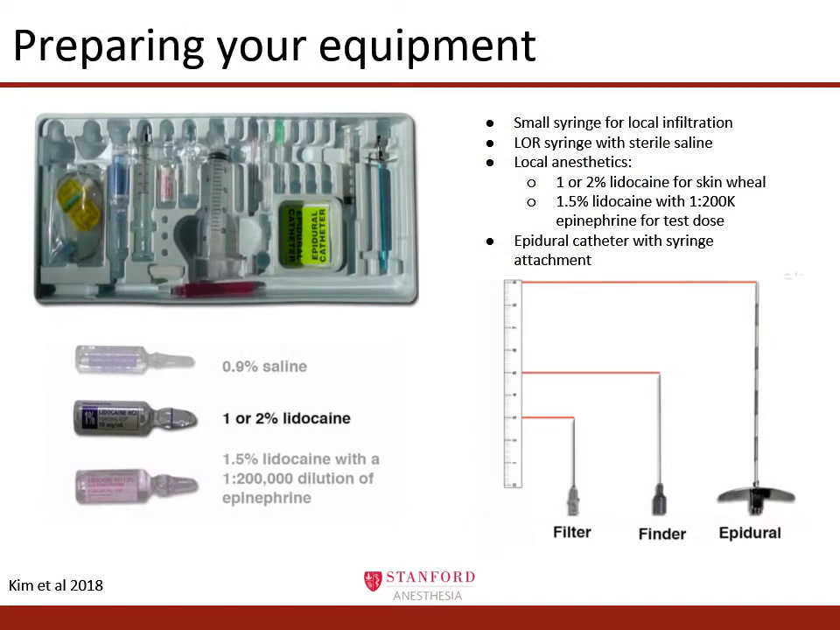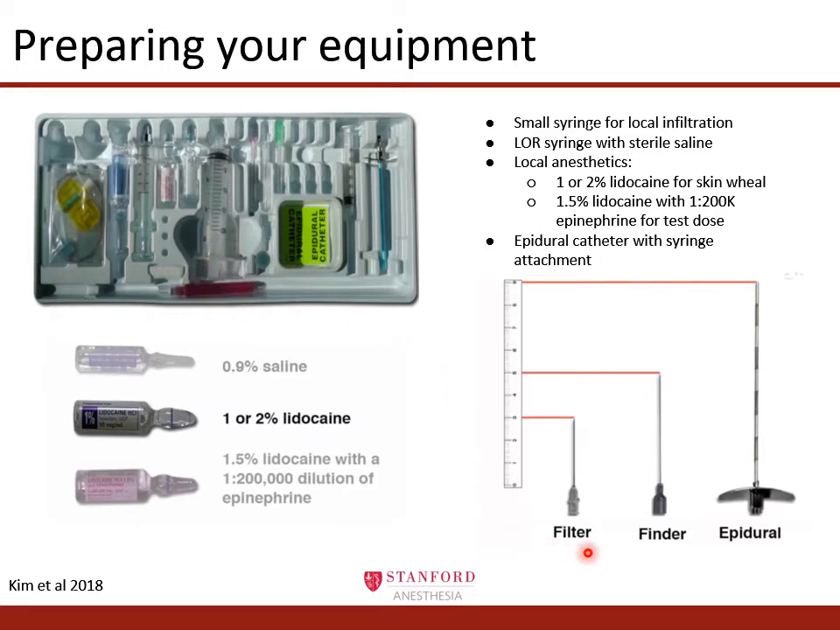Let's discuss the equipment you will need for placing a lumbar epidural. It's important to keep in mind that this equipment should remain sterile throughout the duration of the procedure. So starting off, you'll need a small syringe for local infiltration. For local, you use 1 or 2% lidocaine. You'll need a loss of resistance syringe with sterile saline. In terms of local anesthetics, you'll have the 1 or 2% lidocaine without epinephrine and 1.5% lidocaine with epinephrine for the test dose. You'll also need your epidural catheter with a syringe attachment.